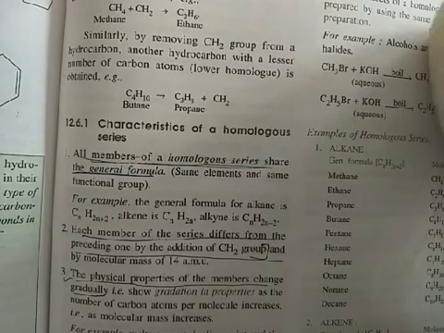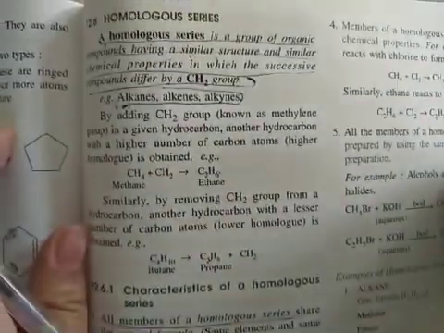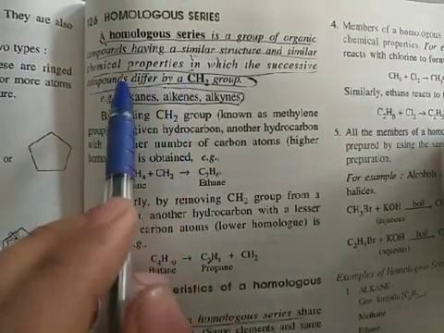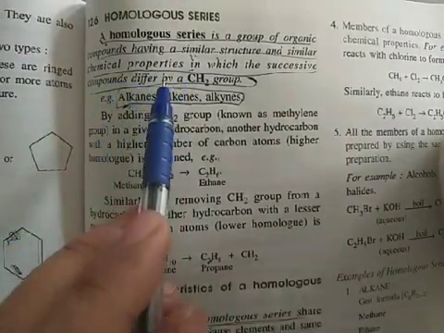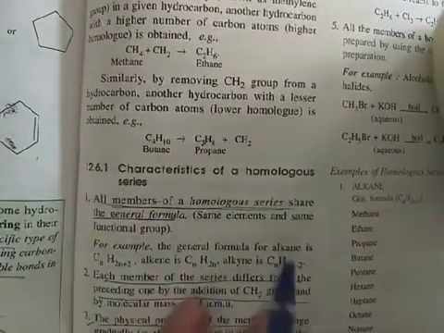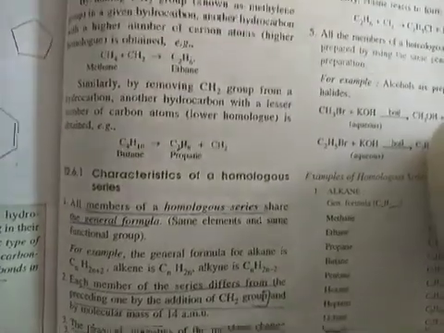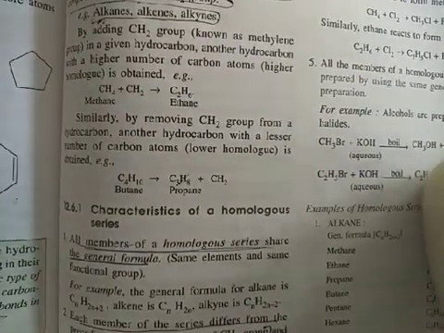But they have the same chemical properties. You can see here it is written: similar structure and similar chemical properties. It is clearly written here. Their physical properties just change as the number of carbon atoms increases. Correct? Now, fourth point. What is the fourth point?